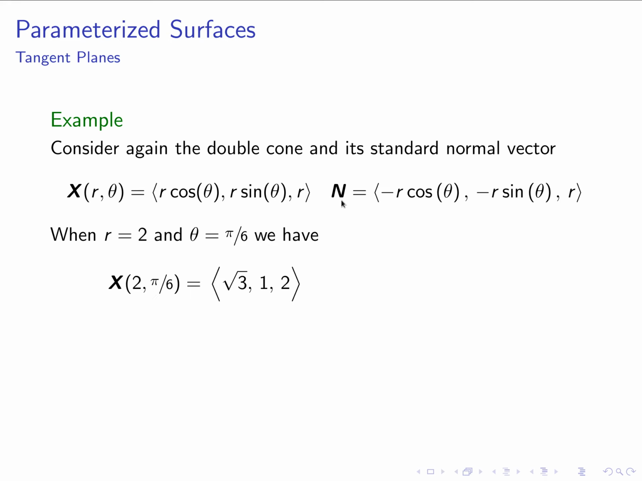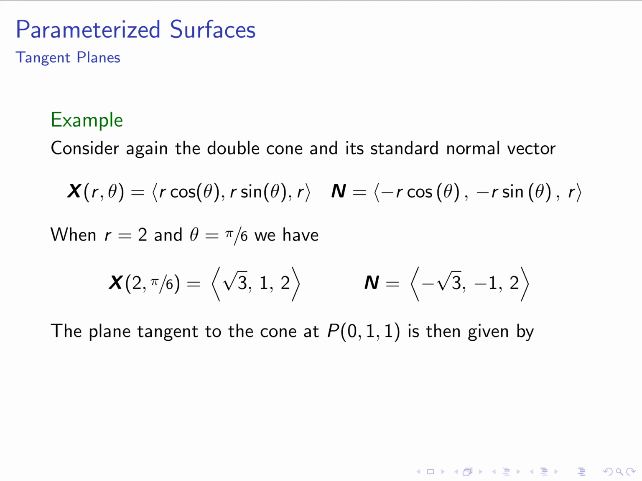And then what about the standard normal vector? Well, for the standard normal vector, we again plug in 2 and pi over 6 into the formula for the standard normal vector. Here we end up with negative 2 times cosine of pi over 6, which equals negative root 3. Then we get negative 2 times sine of pi over 6, which is negative 1. And then we get r equals 2, so 2 as the third coordinate. So this is the data of a point vector and a normal vector, which is exactly the data we need to write down the formula for the plane tangent to the cone at our point.